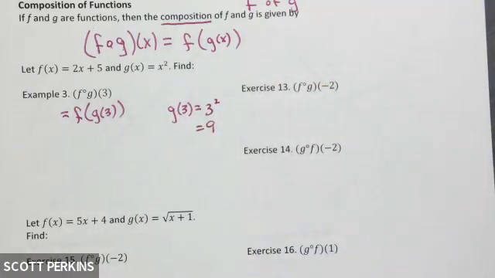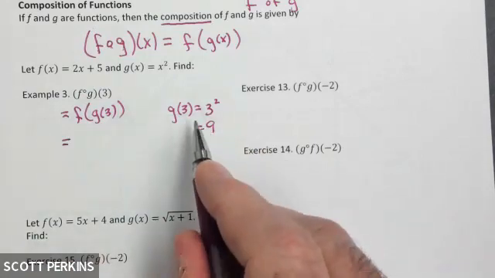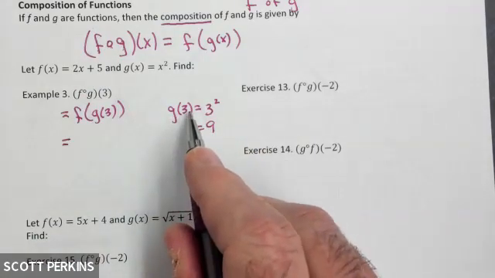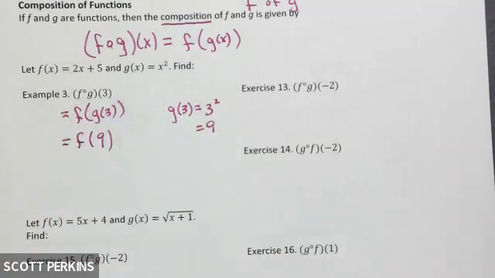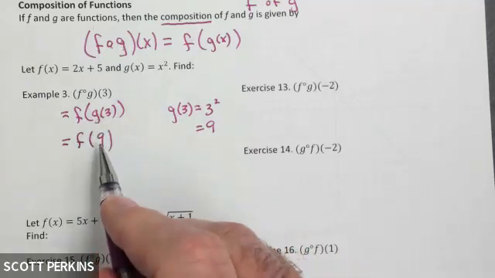Everybody tracking where that came from? Okay, that's something you already know how to do, but I know sometimes when we learn something new, the stuff we already knew also seems confusing. So here's what we do now. I'm going to take that value 9, that value of g evaluated at 3, and I'm going to plug that value into f. Another way of saying this is the output of g becomes the input of f.